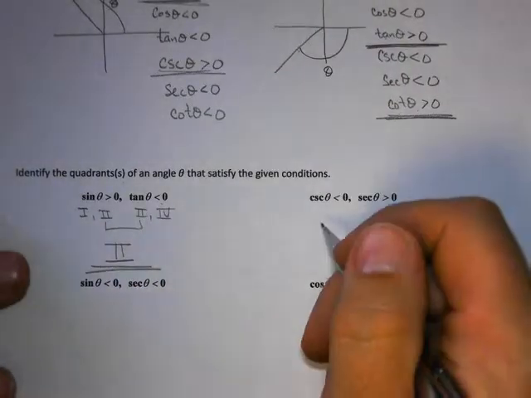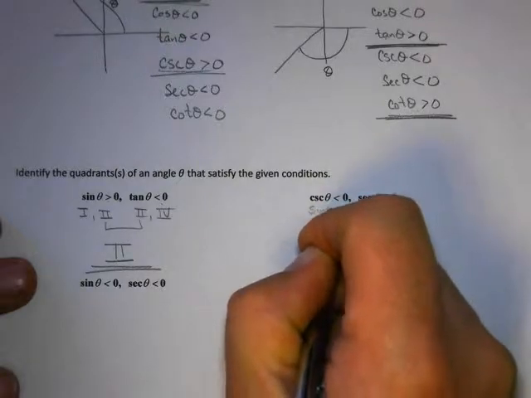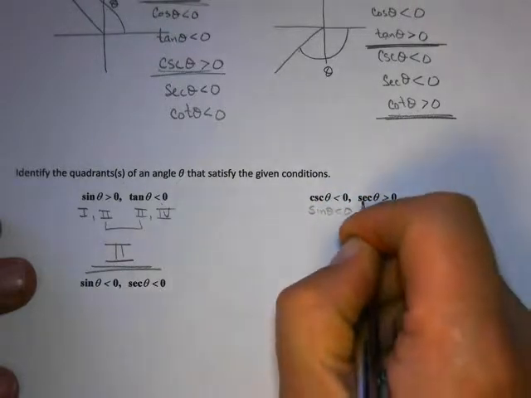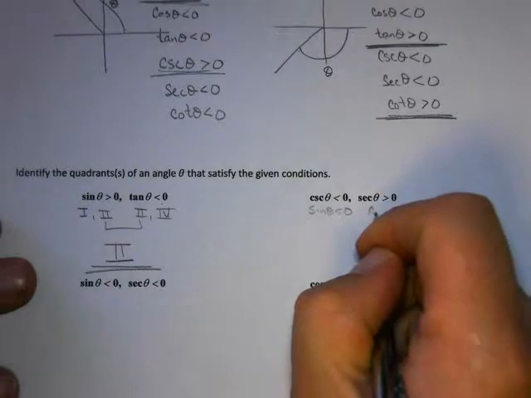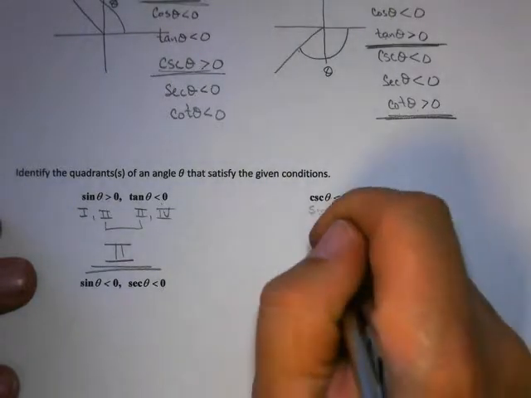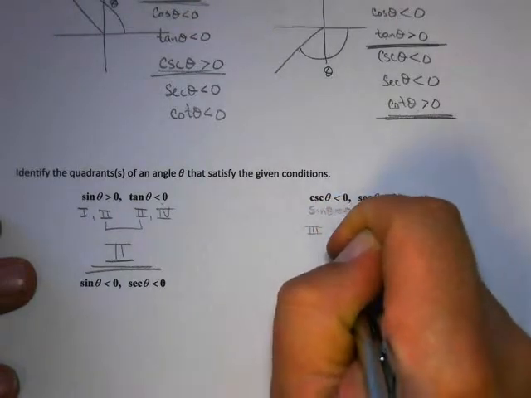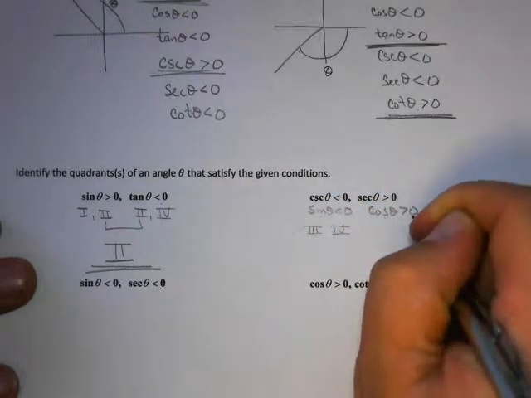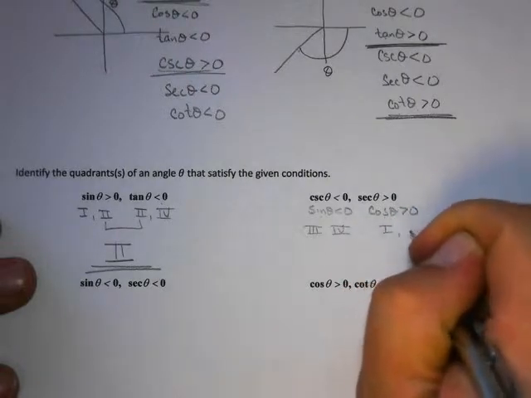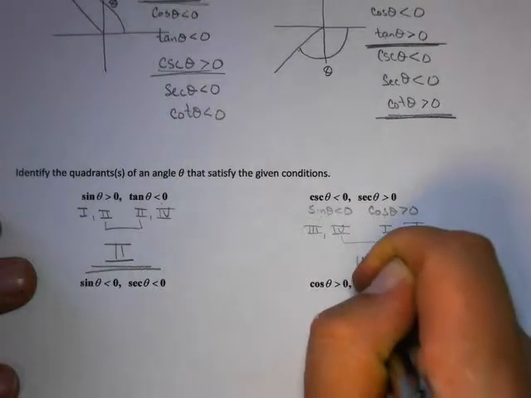Cosecant less than 0 is saying sine theta is less than 0. Secant greater than 0 is saying cosine theta is greater than 0. So where is sine negative? In quadrant 3 and 4. Where is cosine positive? 1 and 4. Where are they both true? In quadrant 4.